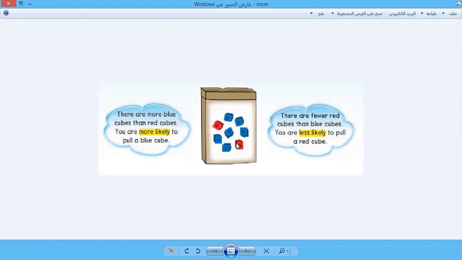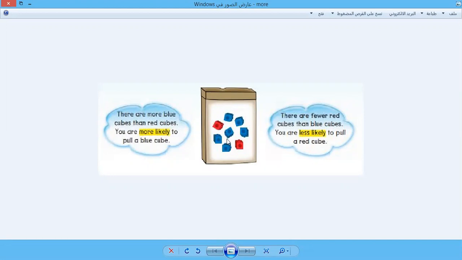That means the blue cubes are more than the red cubes. So if you want to pull a blue cube, it will be more likely. Why more likely? Because we have more blue cubes than red cubes. You are more likely to pull a blue cube.